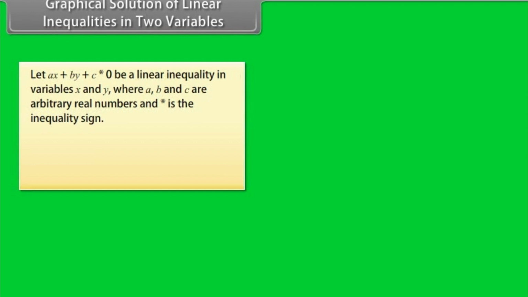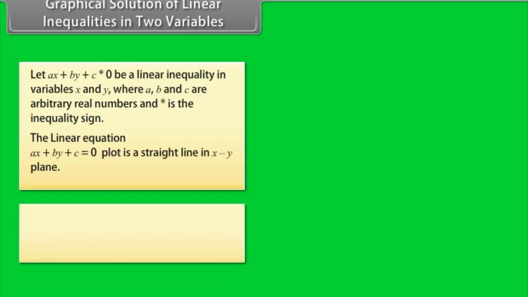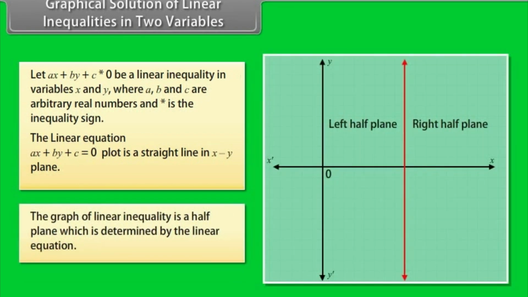Graphical solution of linear inequalities in 2 variables. Let ax plus by plus c star 0 be a linear inequality in variables x and y, where a, b and c are arbitrary real numbers and star is the inequality sign. The linear equation ax plus by plus c is equal to 0 plots a straight line in the xy plane. Below are the examples of straight lines in the xy plane, which divide the xy plane into 2 halves. The graph of a linear inequality is a half plane, which is determined by the linear equation.